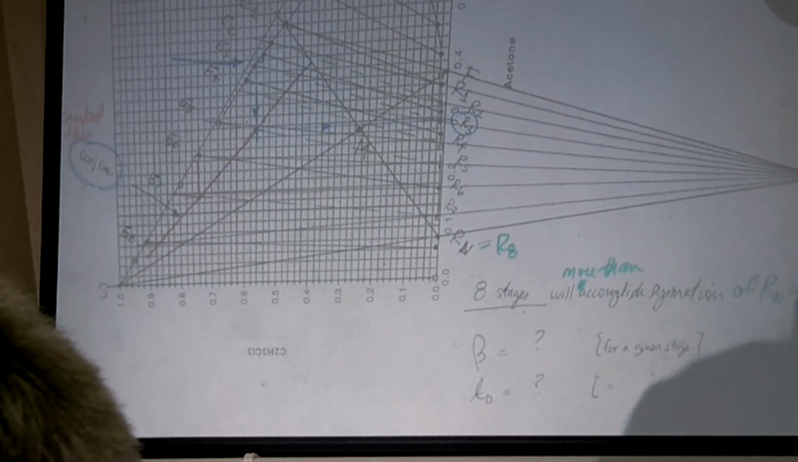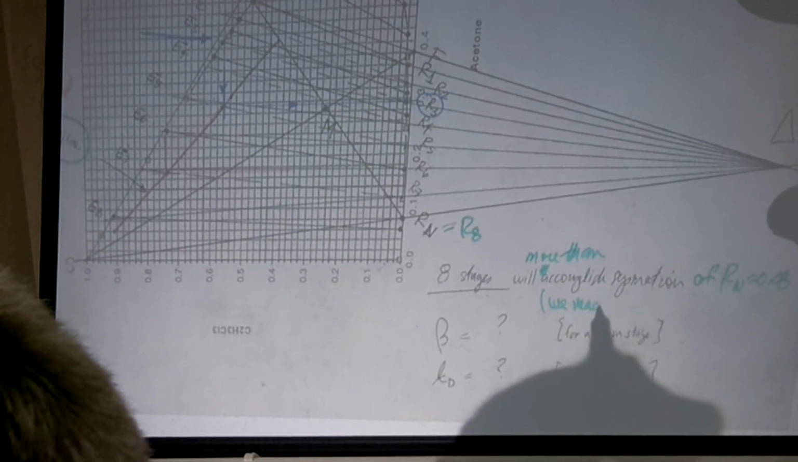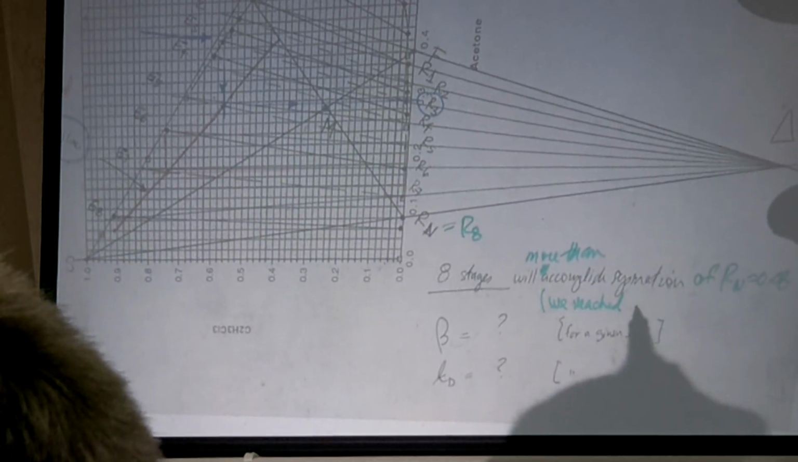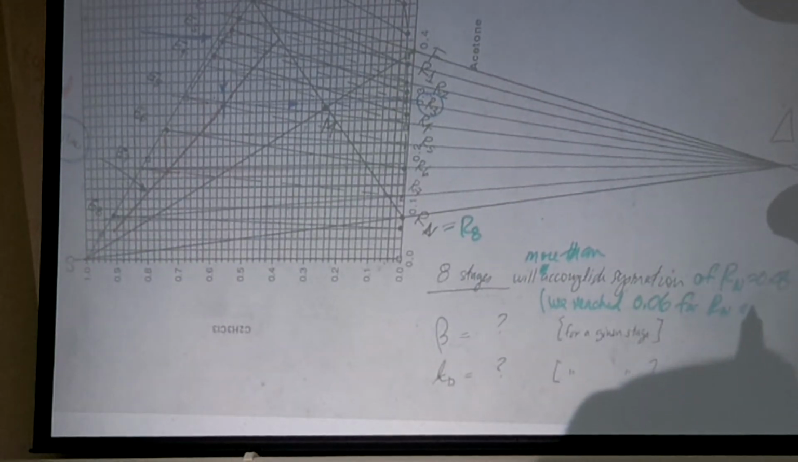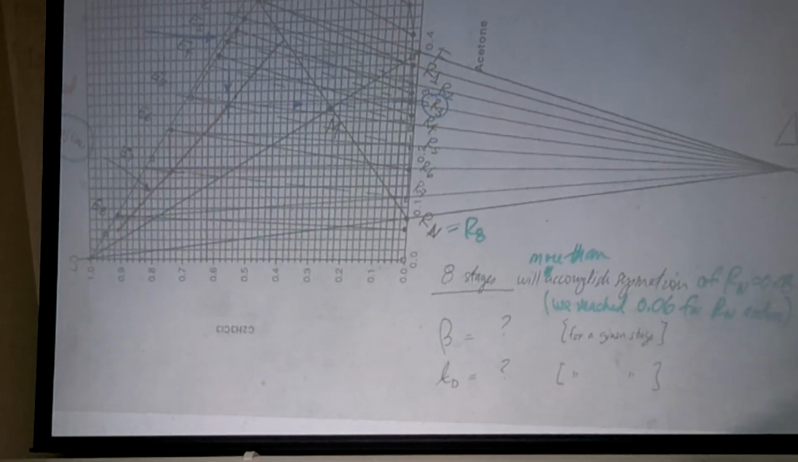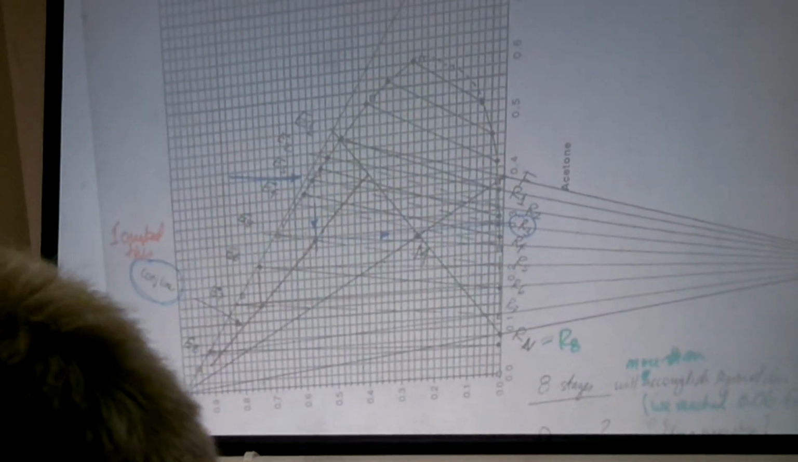Rn equals 0.08. Does this mean anything? We don't use it. It's just showing phases. 0.06 for Rn acetone. Okay? Any other questions about this?